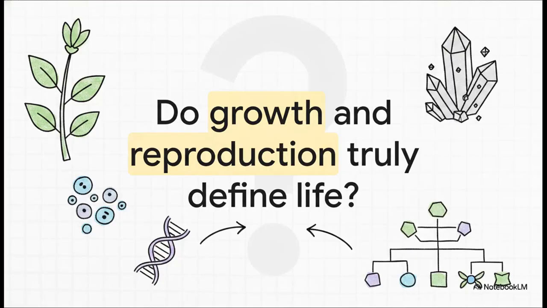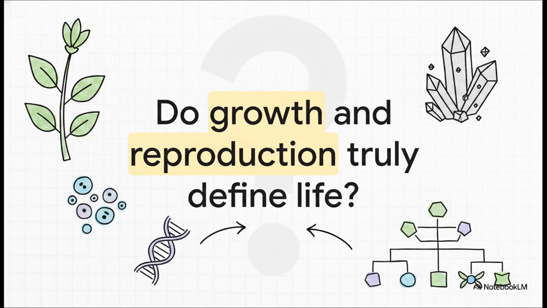Think about this assertion for a second. If an object grows and reproduces, does that give us the ultimate foolproof definition of life? I know, it sounds perfectly logical at first glance, but in biology, we have to be incredibly precise with our definitions. Take a crystal in a cave, for example.